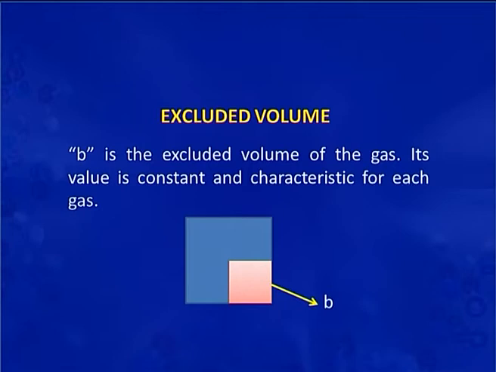If you remember, I told you in the last lecture that b is the effective volume of the gas molecule. Its value is constant and it is characteristic for each gas. Now, we will derive that the excluded volume is not equal to the actual volume of gas molecules, but it is 4 times the actual volume of the gas molecules.